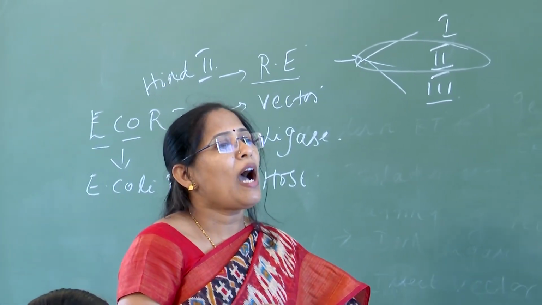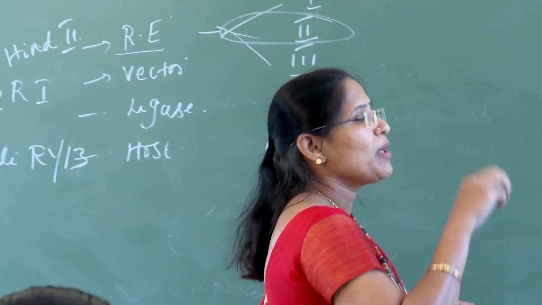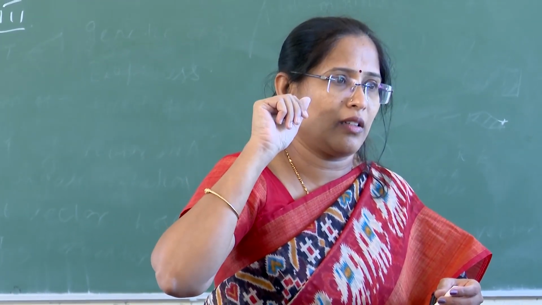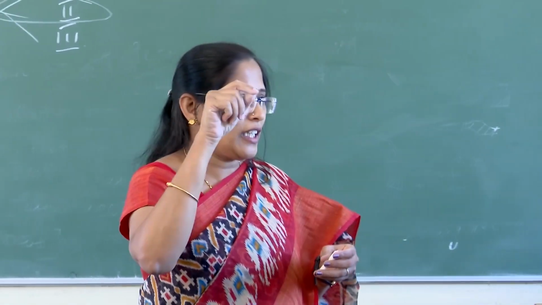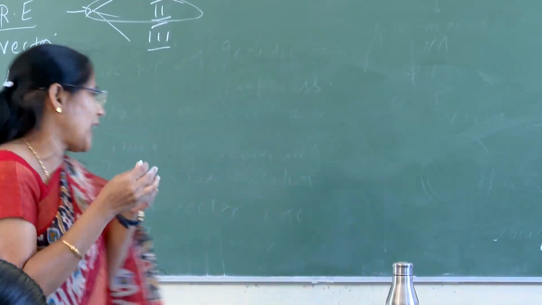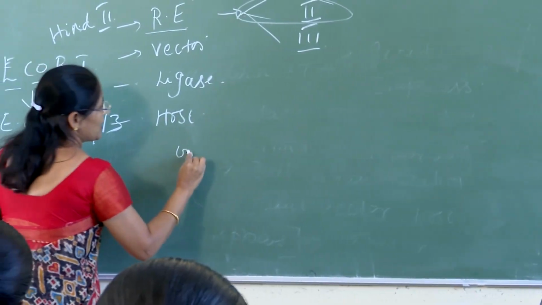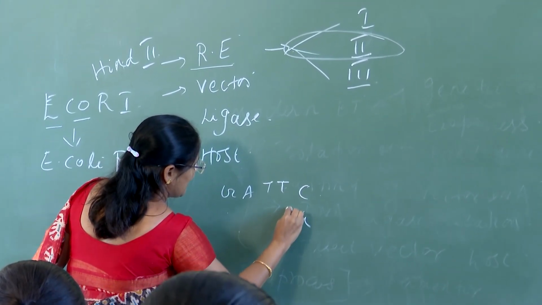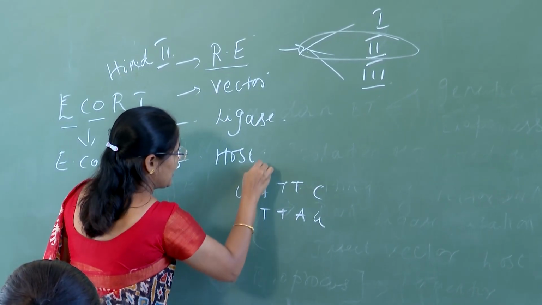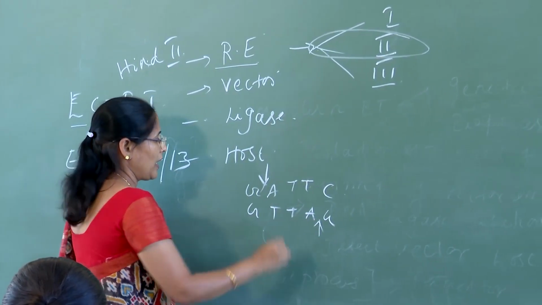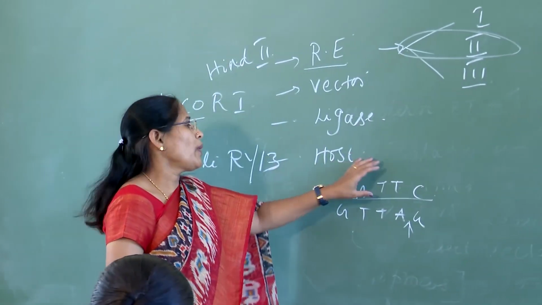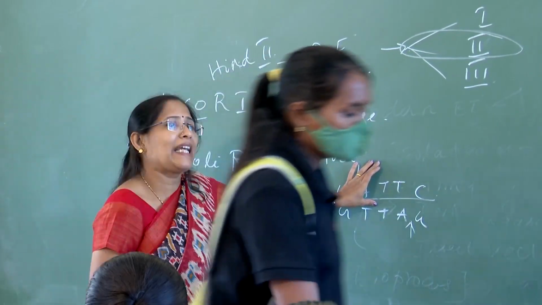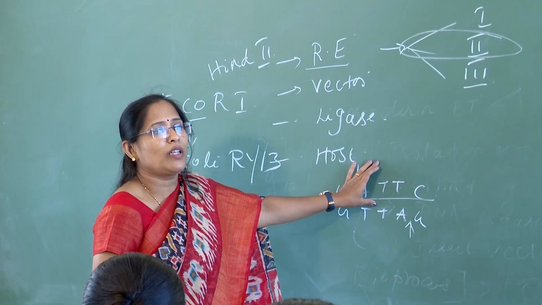Got it now? After you cut them with the restriction enzyme, there will be a small sequence hanging on either side, right? What is it called? Suppose you have G, A, T, T, C, and here also you have your G, A, T, T, C. It is going to cut over here. This is called your overhanging ends. Got it now? Understood now?